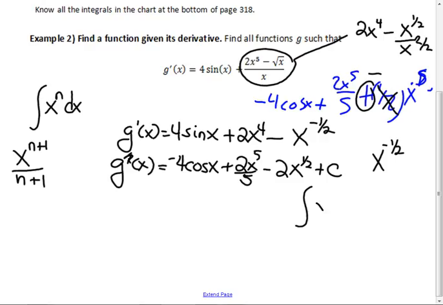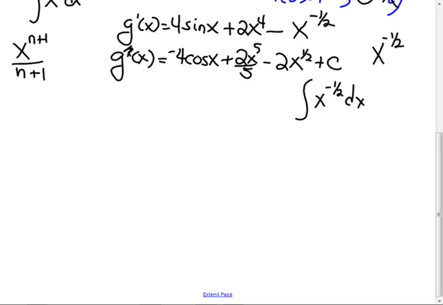Because the antiderivative of x to the negative 1/2 dx is x to the positive 1/2 divided by 1/2. But dividing by 1/2 is the same as multiplying by 2. Multiply this by 2, that by 2. You can either do this every time, or you can just remember that you have to multiply by the reciprocal.